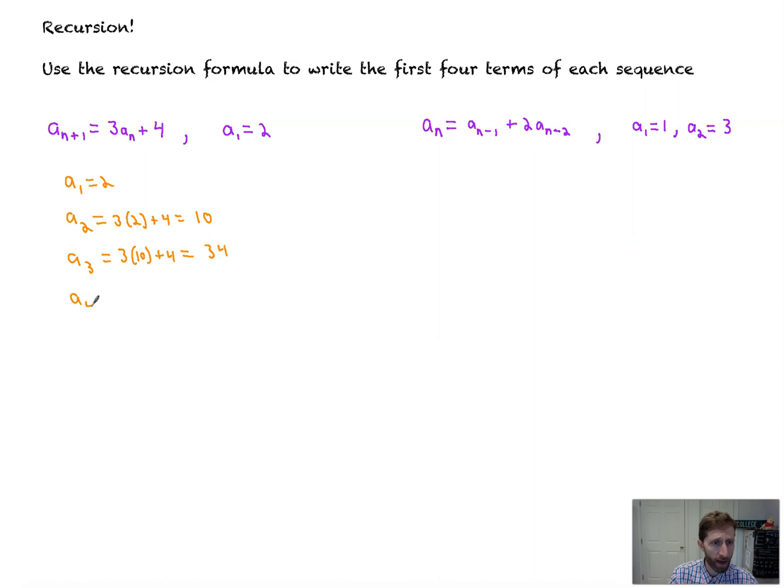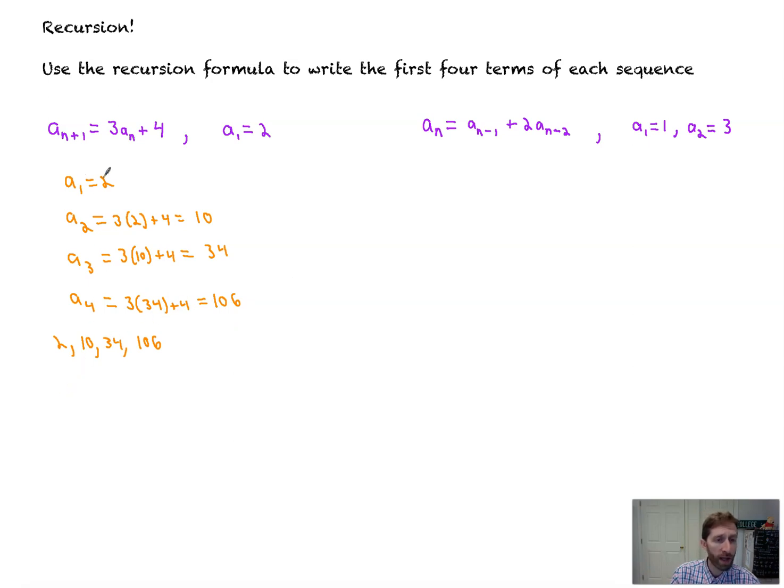The next term after that, a sub 4, is going to end up being 3 times what we got the last time. So 3 times 34 plus 4. 3 times 34 is 102, plus 4 is equal to 106. Not bad. That's your answer. Those are the first 4 terms of each sequence. So it'd be 2, 10, 34, and 106. So that's recursion, where you're using the previous term or previous terms to find the next one.